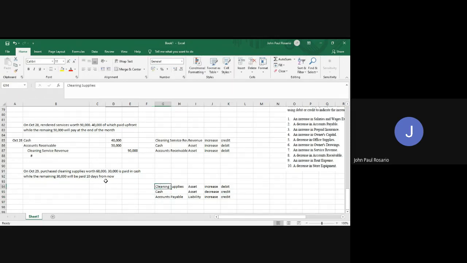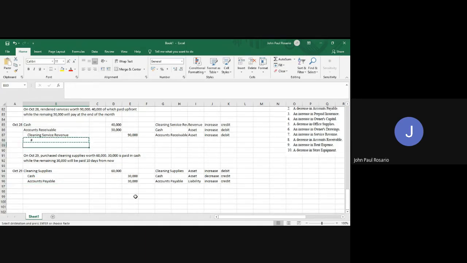So, our entry here, guys, would be October 29. Assuming again that we have no previous entries. Cleaning supplies worth 60,000. And then cash decreased by 30,000. And then accounts payable increased by 30,000. So, 60 equals 30 plus 30. So, it is equal. Then the explanation is to record purchase of cleaning supplies. As you can see here, there are two credits, but all the credits equal the debit. No matter how many debits you have, they equal all the credits together.